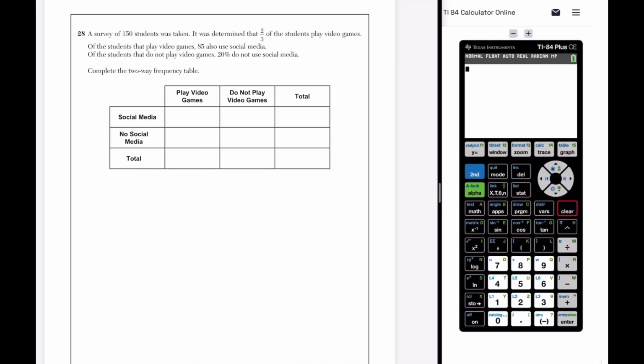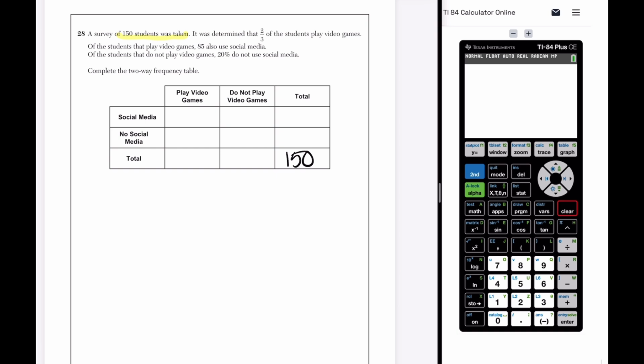I absolutely love two-way frequency tables. So we just have to read through this pretty carefully to get some of the numbers, and then we'll be able to figure out the other ones. So let's start from the beginning, and we have a survey of 150 students were taken. So out of everyone, there were 150 total kids. Okay, it's determined that 2/3 of the students play video games. So we got to figure out what that means.